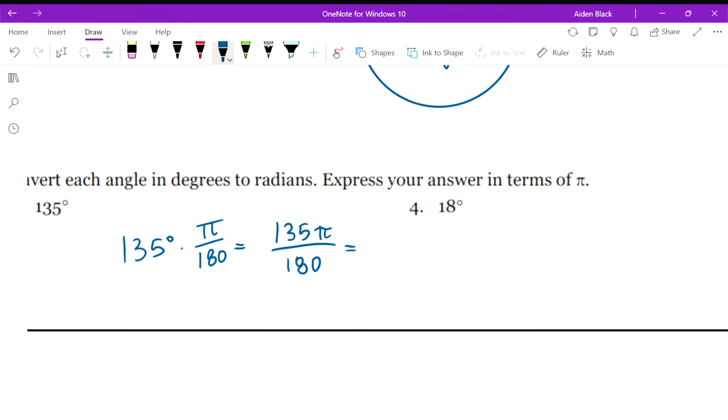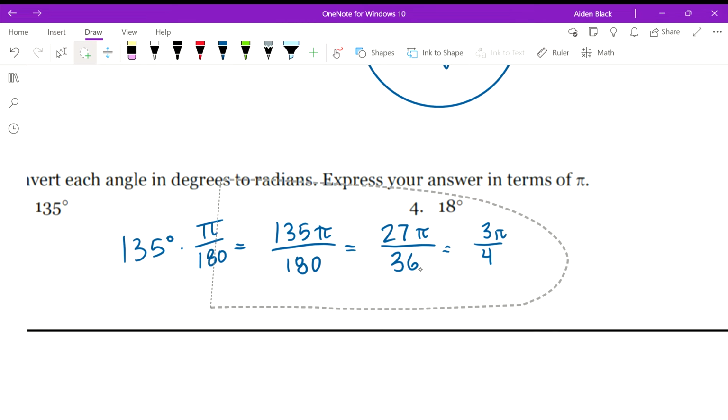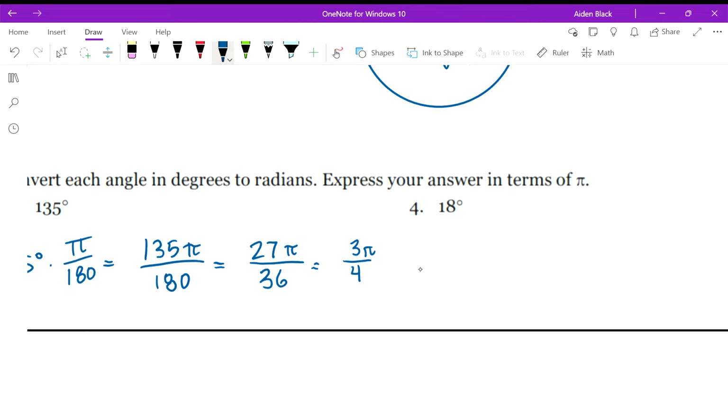I can divide that by 5, right? Top and bottom. I could probably divide it by something even better, but let's take 135 divided by 5. We get 27. The pi remains. And 180 divided by 5 would be 36. And it looks like this reduces again if we divide the top and bottom by 9. So we get 3 pi fourths. So we know 135 degrees is 3 pi fourths radians.